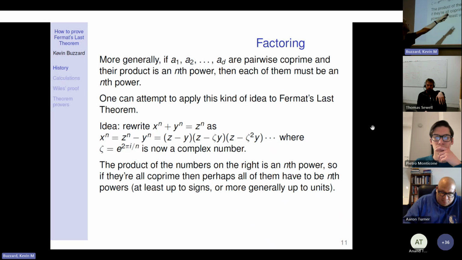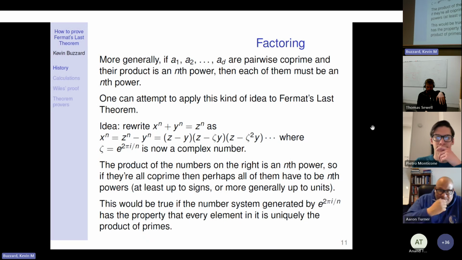So now we've got a product of loads of numbers being an nth power, and if you can prove that they're coprime, which they often are, then we'll be able to deduce that they're all nth powers, and that gives us a highly non-trivial piece of information, and then we can go on and try to prove Fermat's Last Theorem that way. That would be great if it were true that once you throw in this one complex number, you retain the property that everything is uniquely a product of primes.